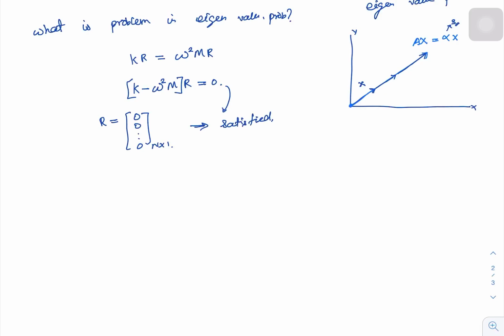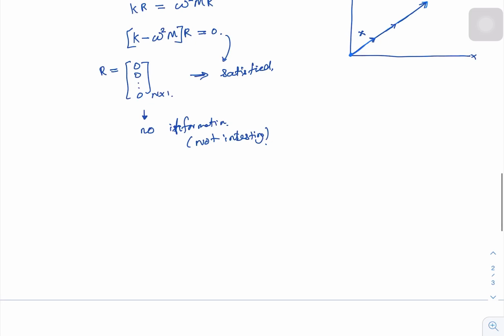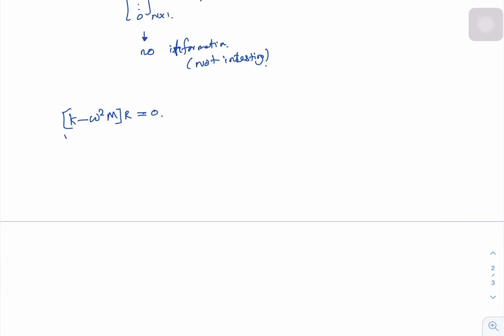But this zero vector doesn't give any information, so we are not interested in this kind of solution. We need to look for a solution which is not r equal to 0. So we will start again: K minus omega square M, times r, equal to 0. I am considering this as a matrix n into n.